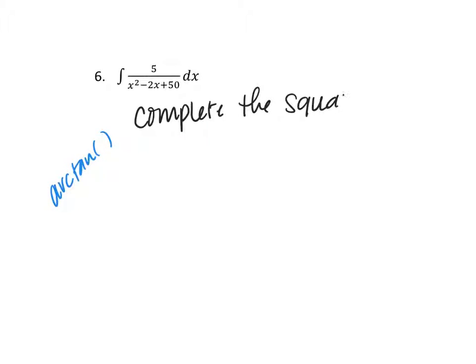Everybody's favorite. This one is a little bit nicer, though, isn't it? Don't have a negative outside to worry about. All right, what do I add after I regroup it on the inside of my parentheses here? 1, because you take half of -2, square that. So half of -2 is -1. Negative square is +1. Now what do I put on the outside?